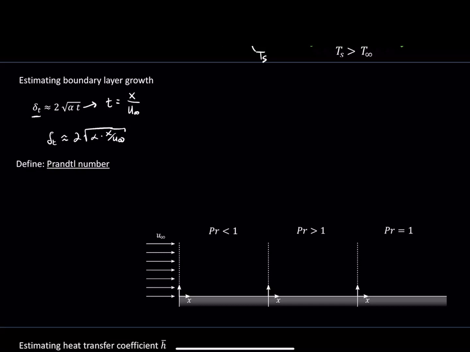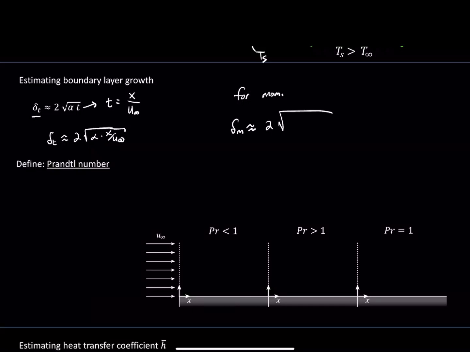This is true for the thermal part of the problem, but we also maybe want to think about the momentum boundary layer. So for the momentum, that's going to be delta m is approximately equal to 2 times the square root. So let's stop for a second. Alpha is the thermal diffusivity, right? This is k over rho c. This is a measure of how easily heat propagates through some medium.